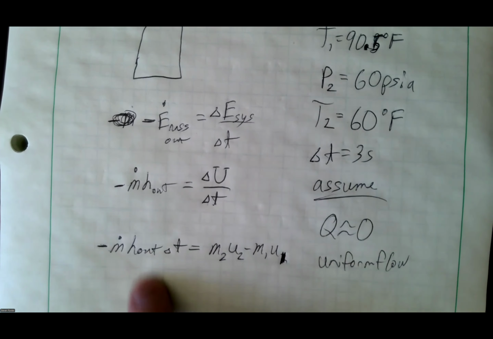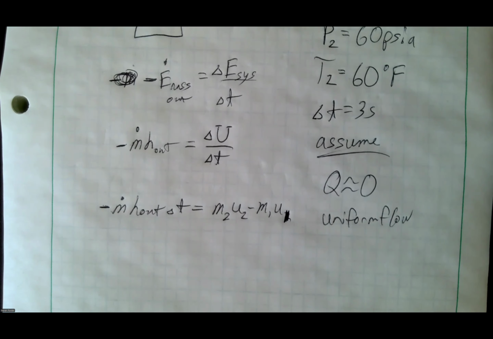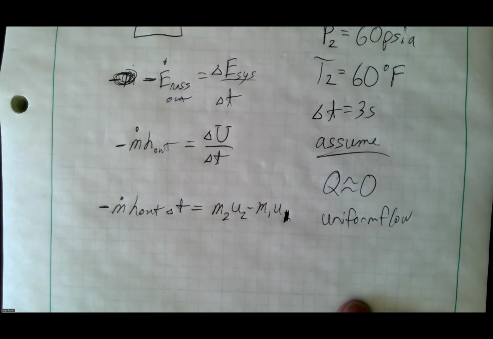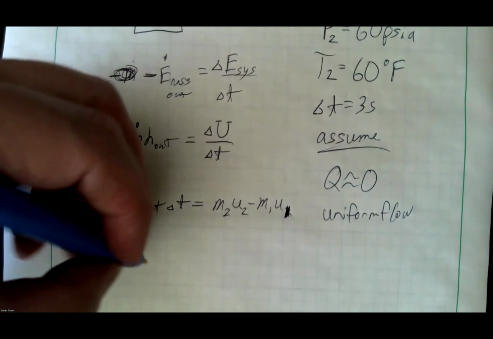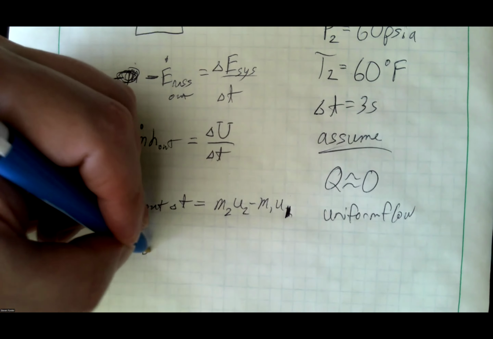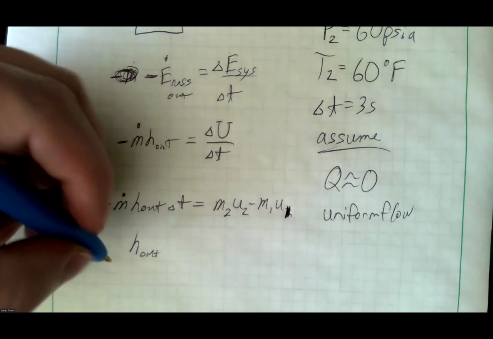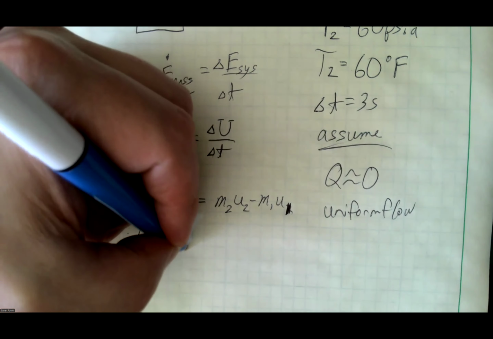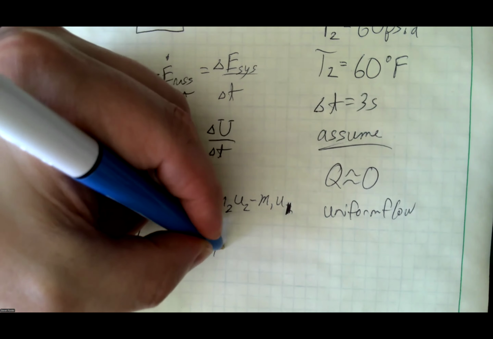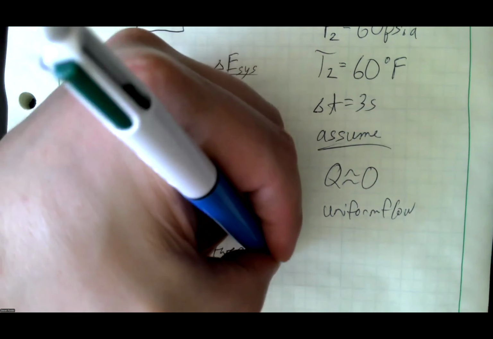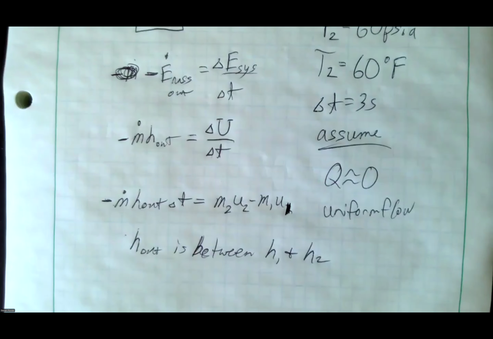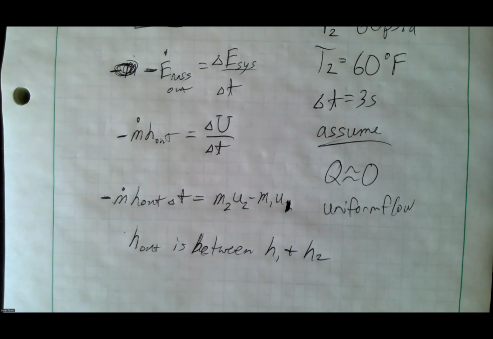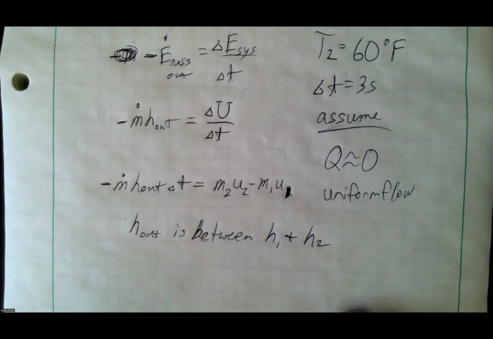Now, what about H out? Is that state 1? Is that state 2? What do we do with that? What we often find is that H out is going to be somewhere between H1 and H2 from a practical standpoint. It's going to be somewhere between state 1 and state 2. We don't know exactly where.